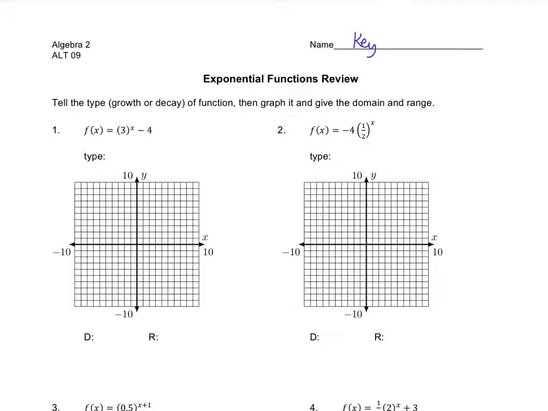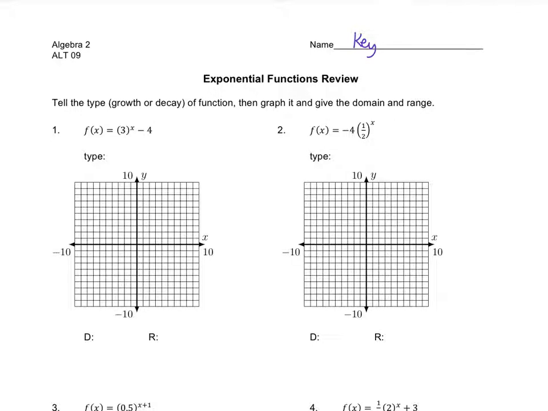Here's the key for the Target 9 final review. So we are doing exponential growth. The first thing you're going to do is look at the number inside the parentheses. If it is a number larger than 1, it's going to be growth. If it's a fraction or a decimal between 0 and 1, we've got decay.